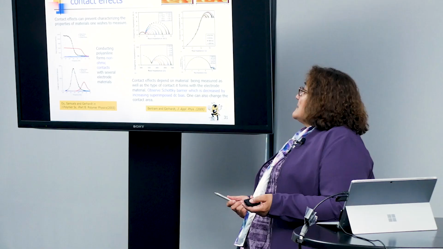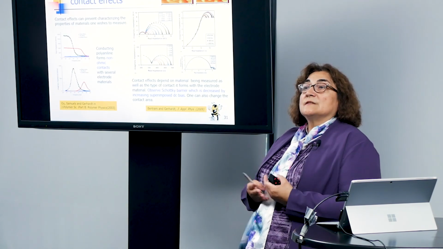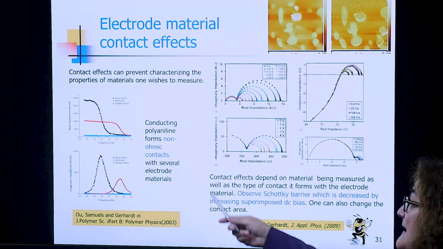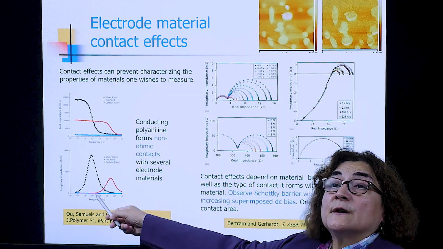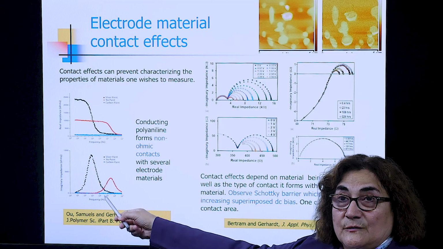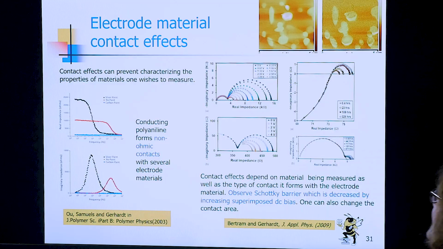I also have mentioned that conducting materials can be subjected to charge accumulation at the contacts because not all electrode materials provide an ohmic contact with whatever you're trying to measure. And so this is just a demonstration, a paper we published in 2013 about conducting polyaniline films that form non-ohmic contacts and give rise to some frequency dependence that has nothing to do with the properties of the polyaniline. This is all controlled by the contacts.